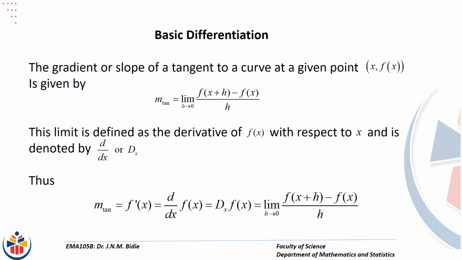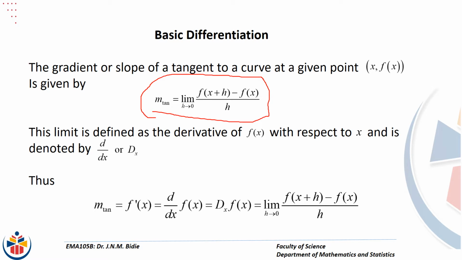And we know the derivative of a given function is given from basic principles by that limit of f of x plus h minus f of x all divided by h as h approaches infinity. That is why you see that I've written there m tan, which is the slope or the gradient of the tangent to the curve.